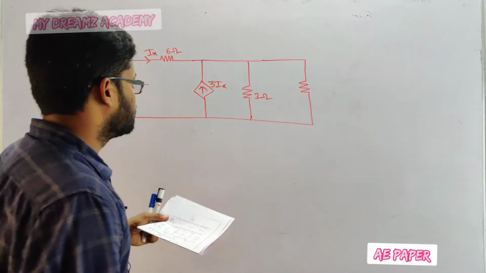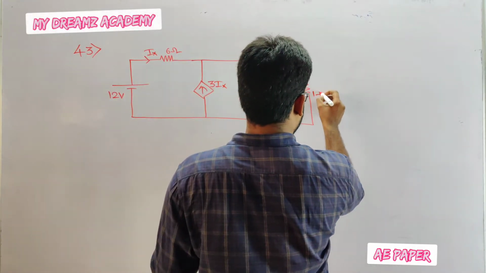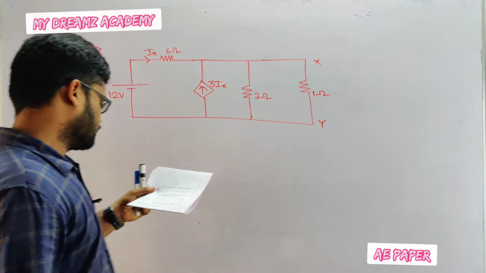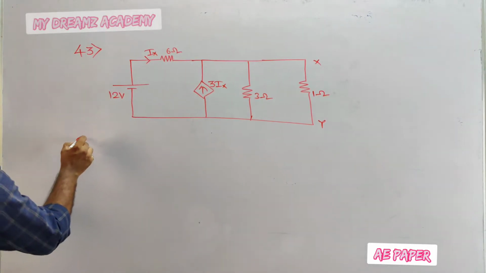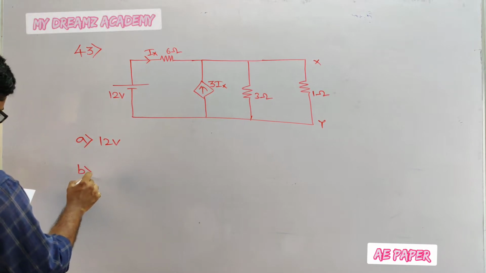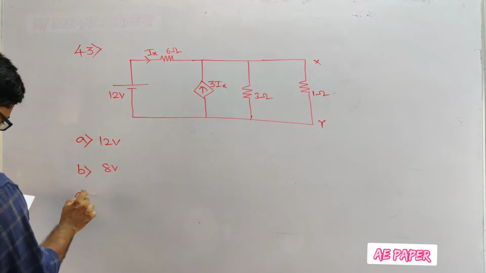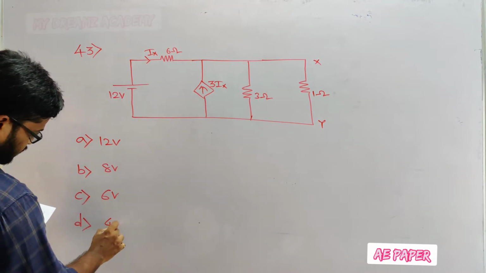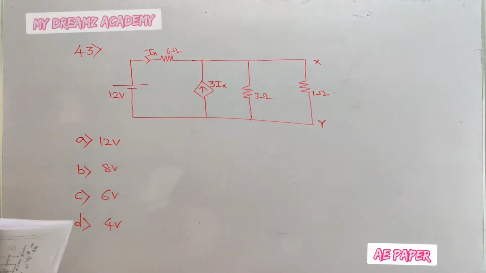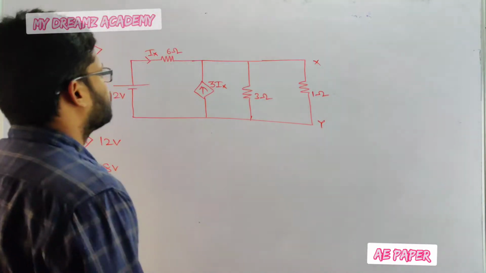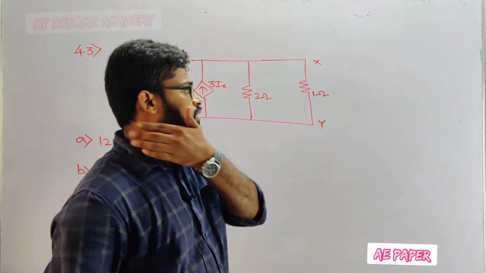Yes, like this. 1 ohm. X, Y. The options are option A 12 volts, option B 8 volts, option C 6 volts, option D 4 volts. So which option is correct? We need to calculate the Thevenin's voltage across the load. This is the load, that is XY.